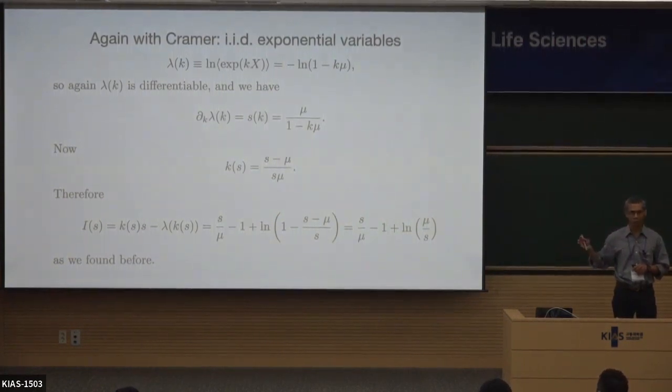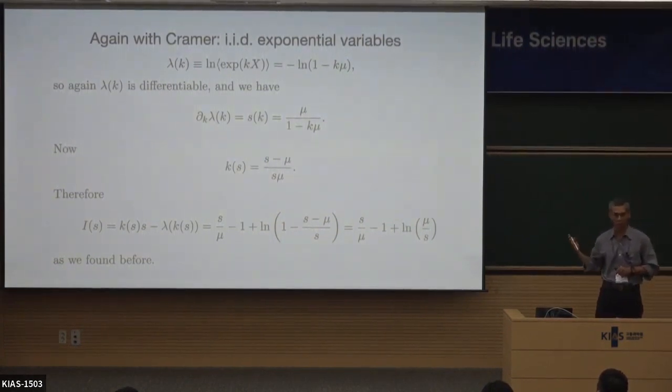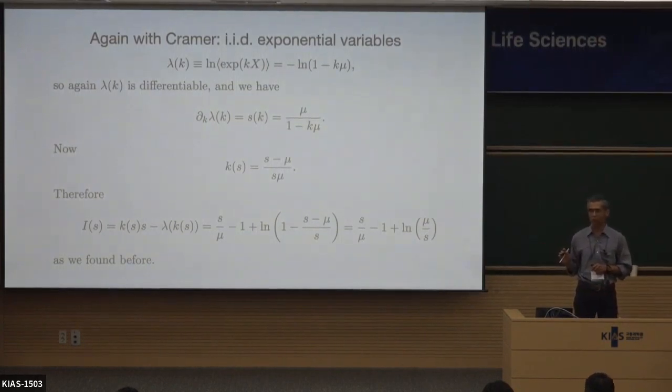So you don't need a whole lot of magic. You can do it with a single copy of the random variable, just doing the Legendre transform of the cumulant generating function of a single random variable. Questions? It's all clear? All right.